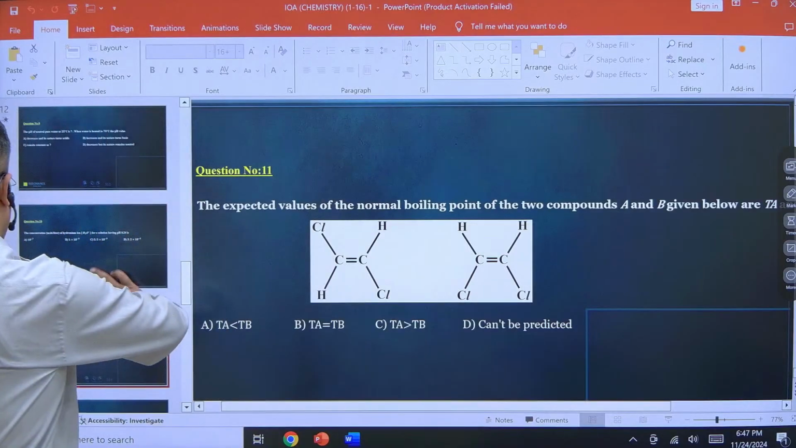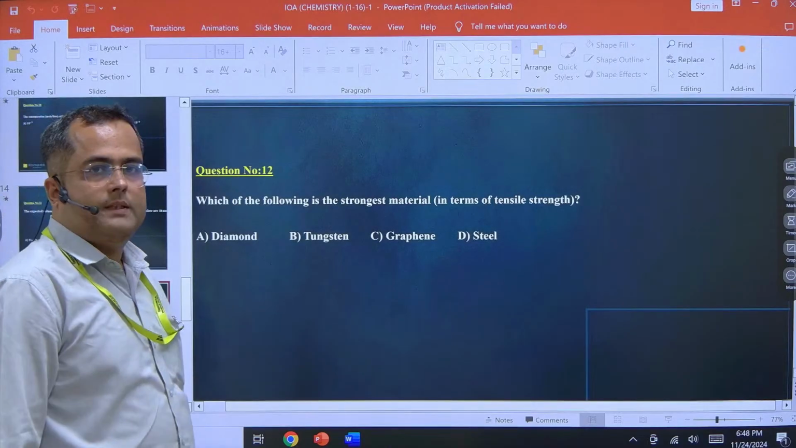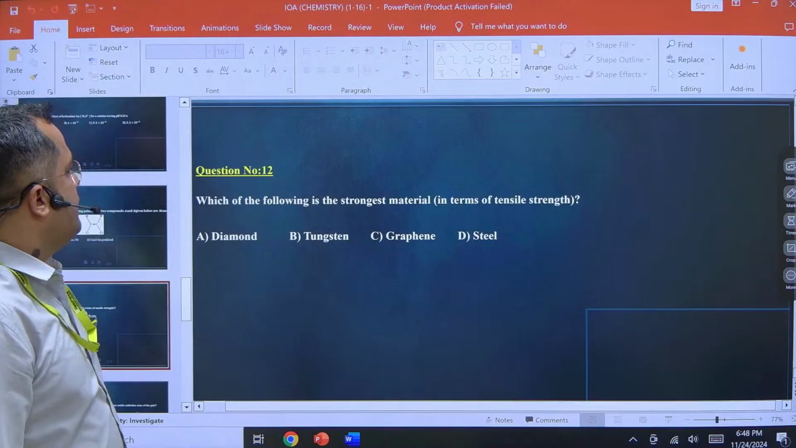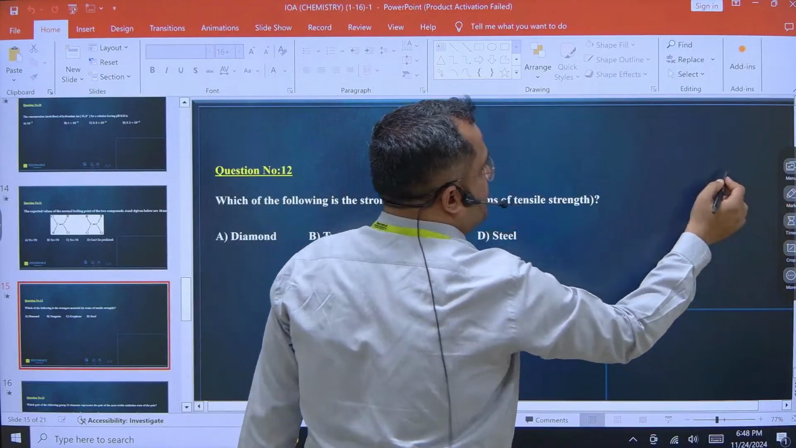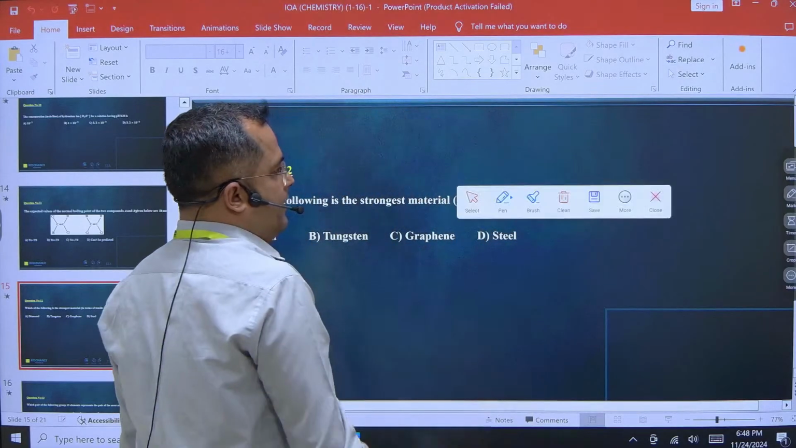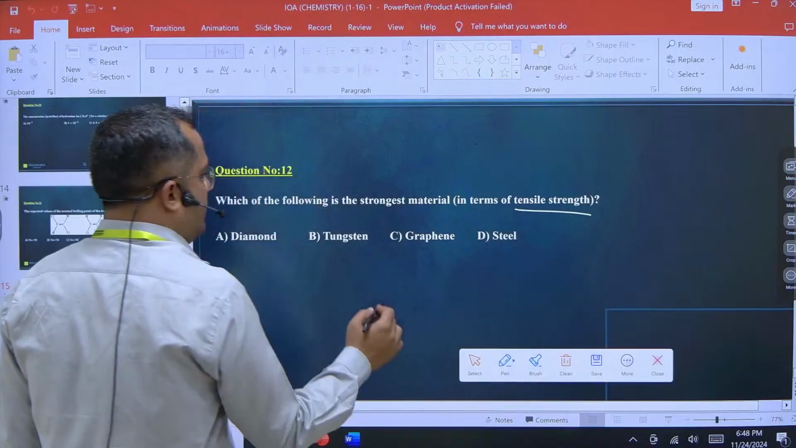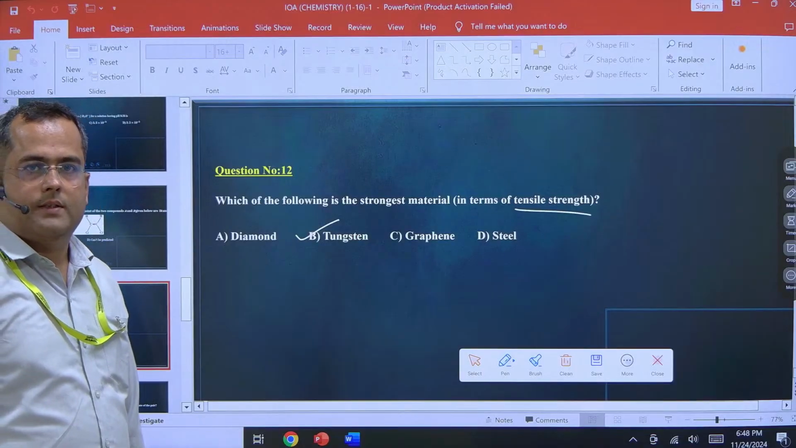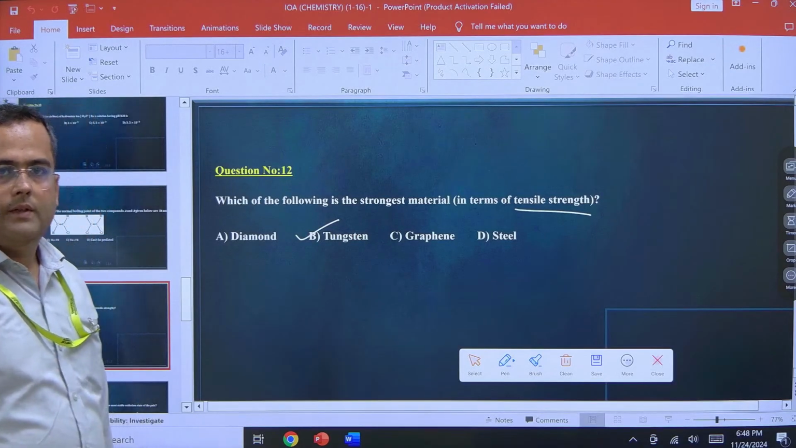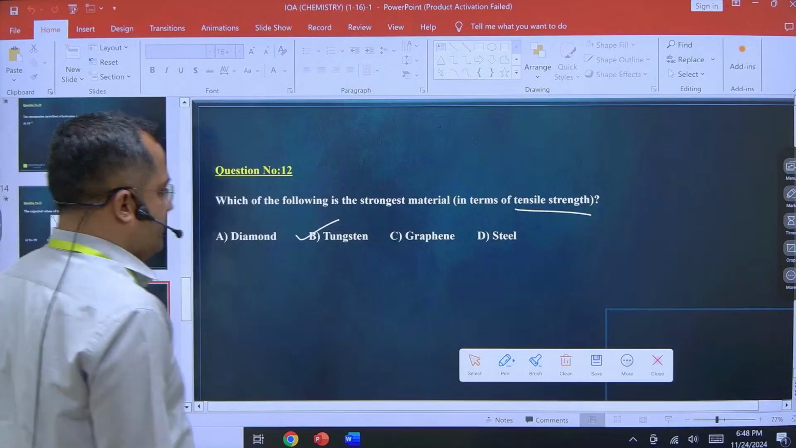Can we move to the next question? See, simple questions just from NCERT. They have picked this line. Which of the following is the strongest material in terms of tensile strength? It is a fact. So tungsten is having the highest tensile strength, tungsten. The correct option is B. Okay. Can we move to the next question, number 12? Option B is correct.